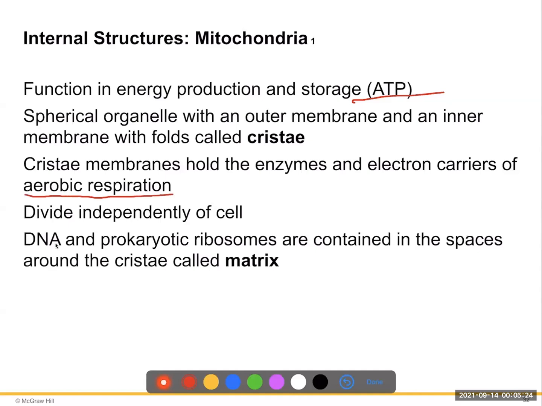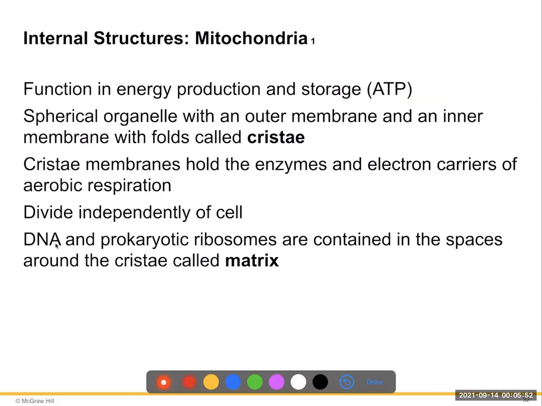In the presence of oxygen, it runs through the Krebs cycle, and it breaks down glucose into pyruvate, and then pyruvate goes through the Krebs cycle and produces large amounts of ATP. They divide independently of the cell to make more mitochondria. They don't divide with the cell. The DNA and the prokaryotic ribosomes are contained in spaces around the cristae called a matrix. It's called the matrix of the ribosomes.